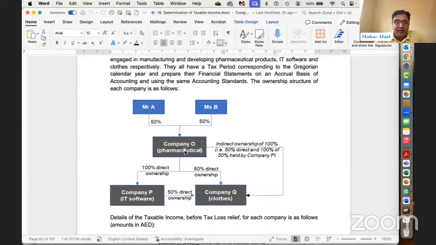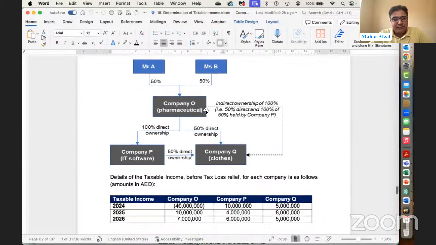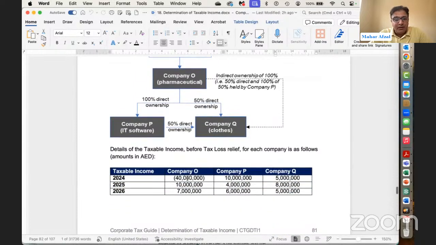So at the end, O owns directly 50% of Q and indirectly 50% of Q. At the end, O owns 100% of Q and 100% of P. The owners are A and B. This is a loss of 40 million. This is the first year. They're asking whether this loss can be adjusted against the other company. They are adjusting the losses as well.